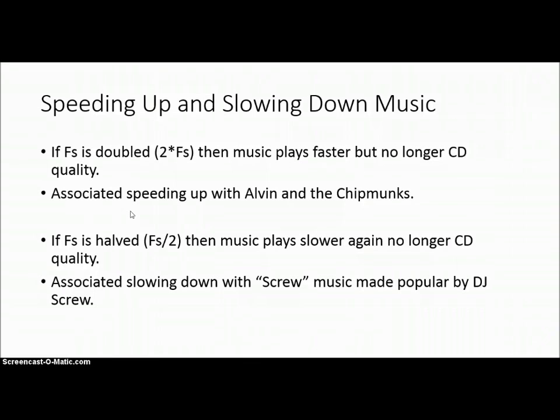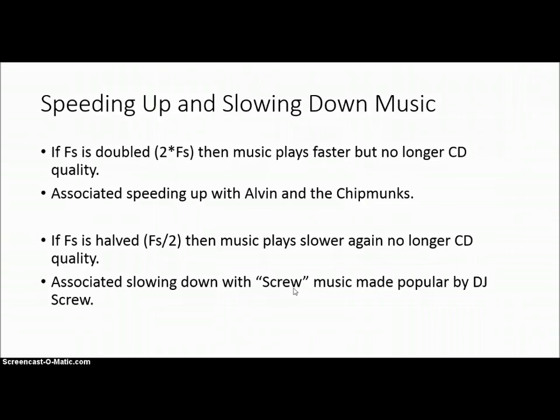And if we want to slow the music down, what we do is we take the sampling frequency and divide that by 2. Okay, and by dividing it by 2, we end up slowing the music down, and that's sort of what DJ Screw would do back in the day. And if you've ever heard Paul Wall music, he did some screw music back in the day. That's what you'd be hearing when they say the screw part of the chopped and screwed.